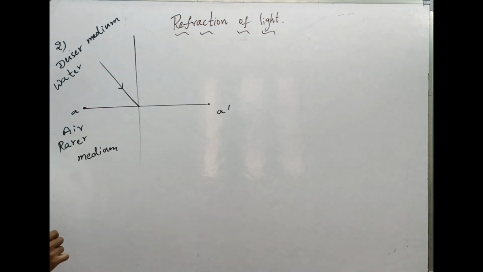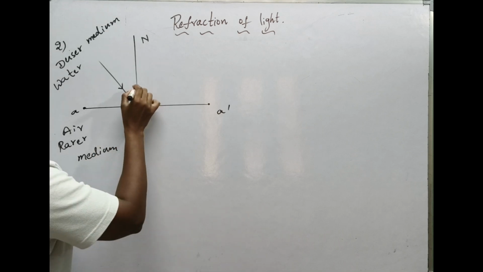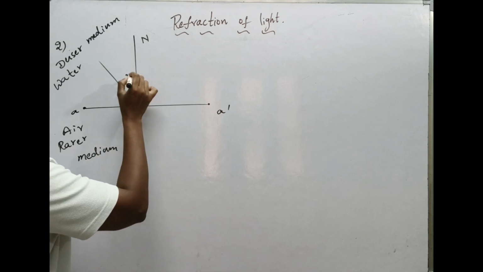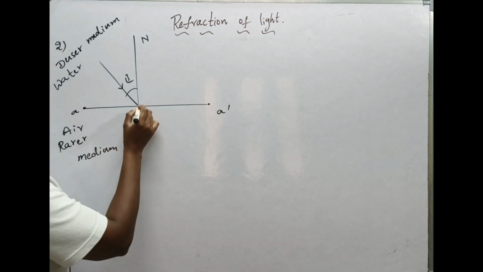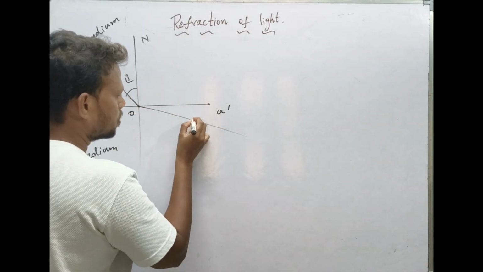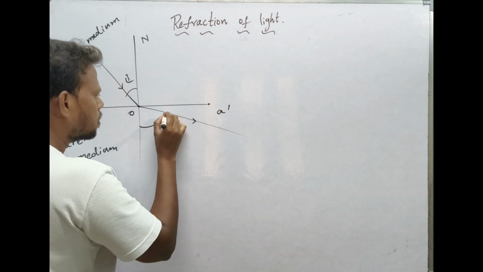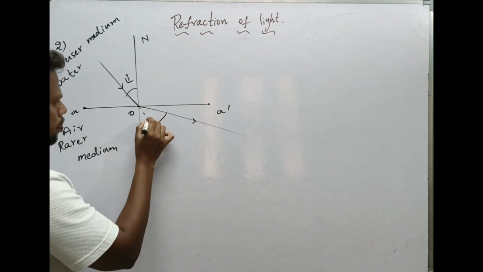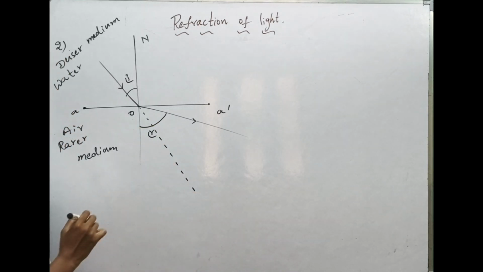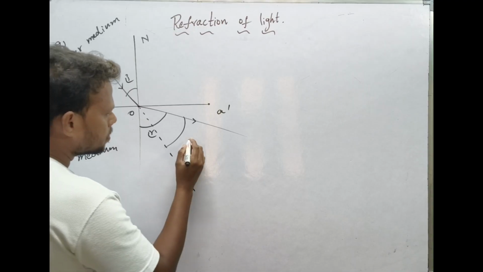Incident ray, normal represented, angle of incidence, point of incidence. The ray bends away from the normal. Refracted ray, angle of refraction. The path of the undeviated light ray, and the angle made between these two is delta.